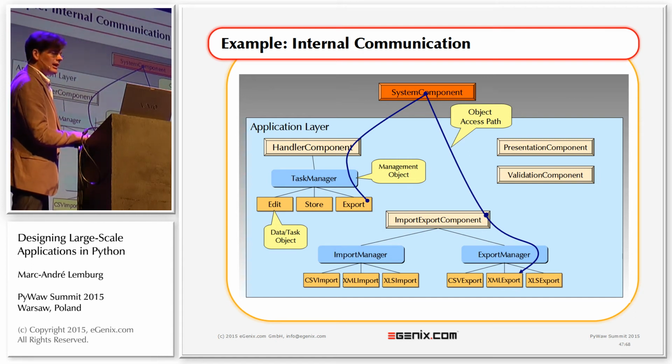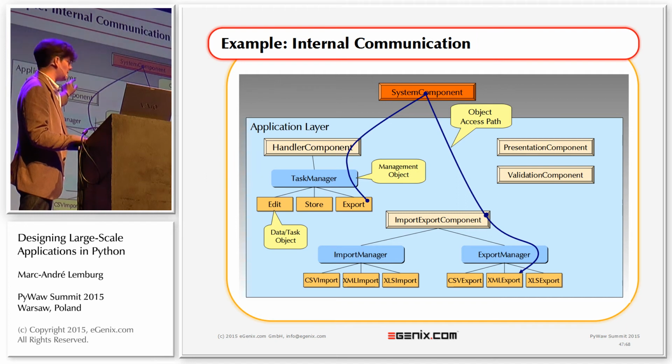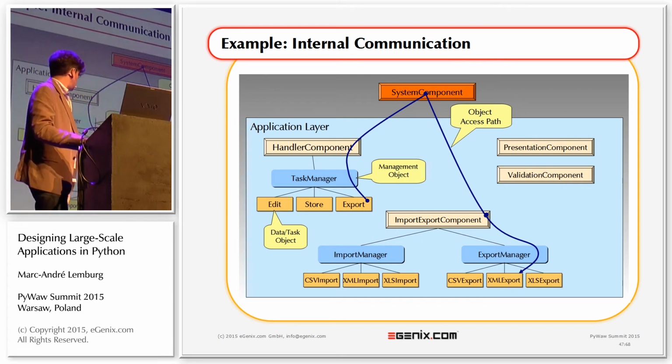So say you have a request coming in to handle some kind of export. The handler component will then go to the task manager. The task manager will find out, well, the user wants an export. It goes to the export task object. The export task object then knows I need to do, say, I don't know, an XML export because that's what the user chose for the export logic.